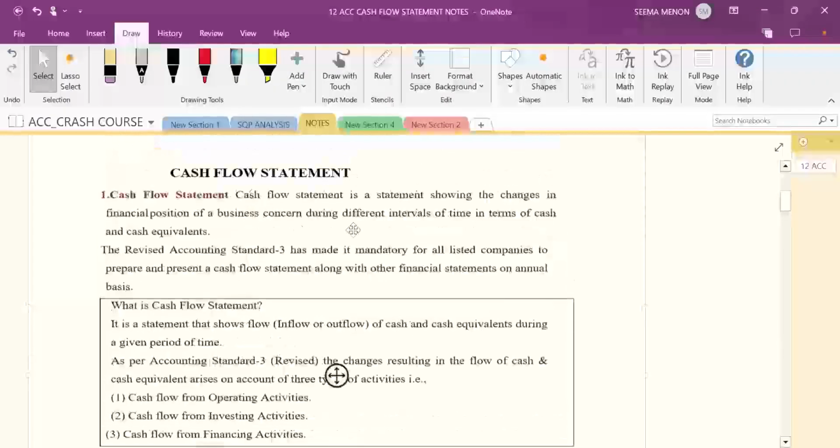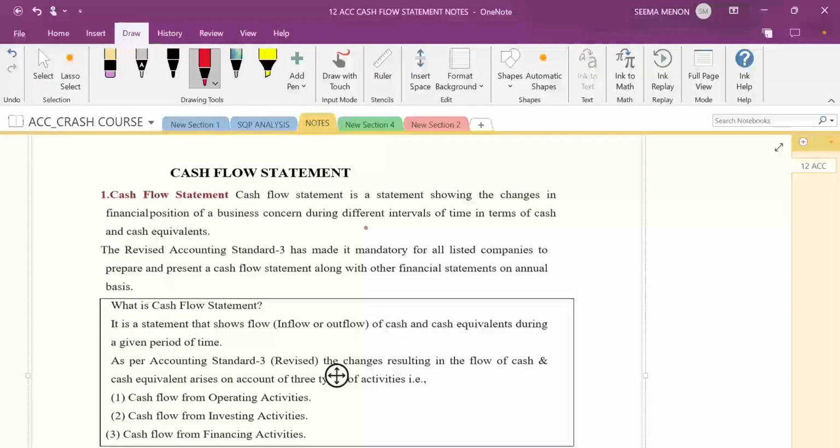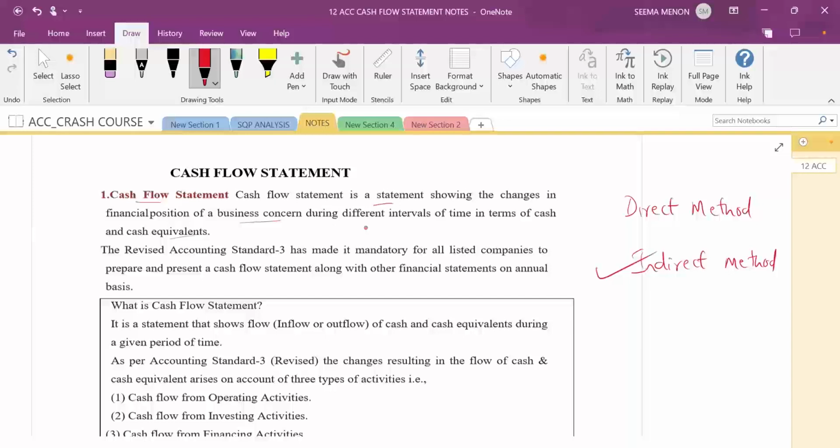Now let's understand what a cash flow is. Whenever they ask in the board examination, the question comes as: state the meaning of cash flow statement. It is a statement showing the changes in the financial position of a business concern during different intervals of time in terms of cash and cash equivalents. There are 2 methods for preparing a cash flow statement: direct method and indirect method. As per CBSE, we follow the indirect method of CFS preparation. CFS means cash flow statement.